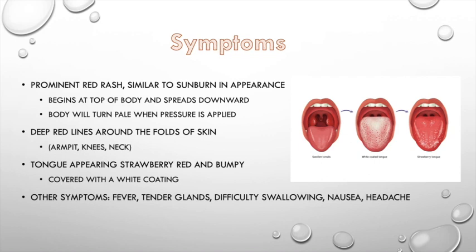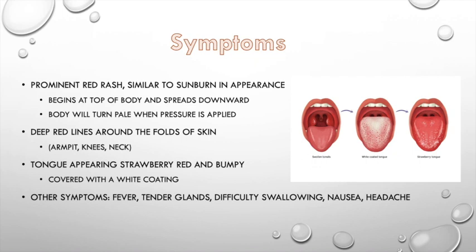And then also these deep red lines around folds of the skin, so your neck, your knees, your armpit will get these really dark red lines around them where the folds are. And then the most distinguishable trait about scarlet fever is this strawberry tongue. As you can see in the image on the right, it actually looks like a strawberry, with this bright red color and these white specks covering it, like a white coating, so it's called strawberry tongue, and that's probably the most distinguishable symptom with scarlet fever.